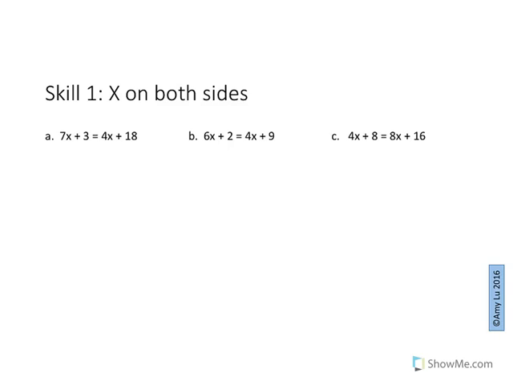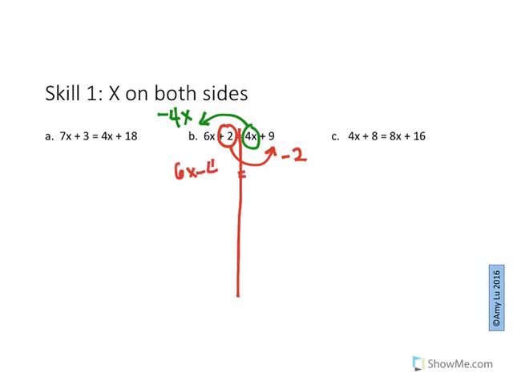Okay, so let's go ahead and let's play with this. In B, I'm going to go ahead and use my opposite approach and move what I need to move. So I'm going to take the 4x and make it a negative 4x on the other side. I will move the positive 2 and move it to the positive 9. So that makes it a negative 2. So if I draw my line down the equal sign, I will know that this becomes 6x minus 4x, which makes 2x. And the other side is 9 minus 2, which makes 7.